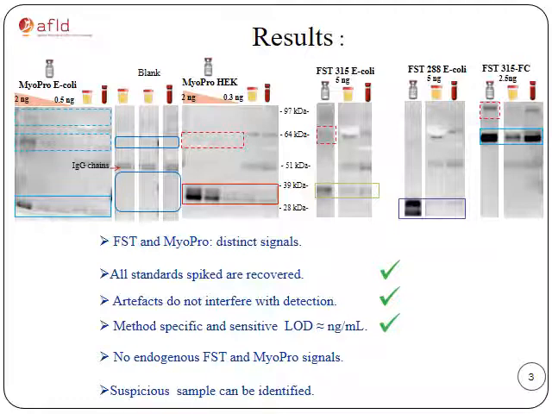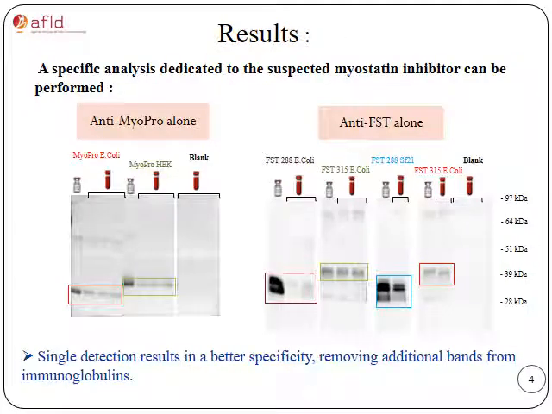Finally, a confirmation by single detection can be conducted in case of suspicion. The results shown below were obtained by specific MyoPro and FST signal detection, using anti-MyoPro only and anti-FST only for immunocapture and detection. So in this case, specific follistatin and MyoPro signals are easily detectable, as you can see, removing the additional band for immunoglobulin.